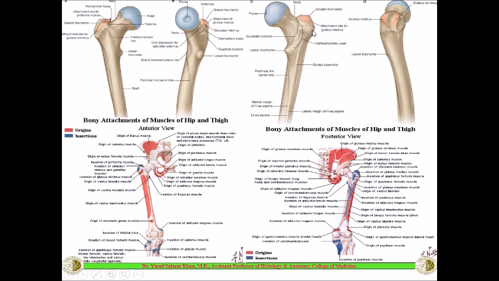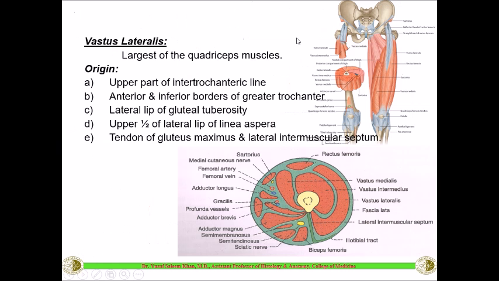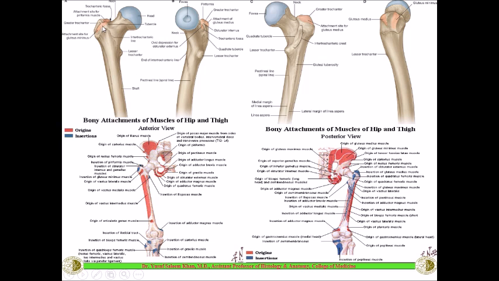This is the view taken from behind the femur. Okay, so this muscle will take origin from the upper part of the intertrochanteric line, from here, the upper part of the intertrochanteric line. Appreciate this with this picture here. Here they have shown you the origin of the vastus lateralis.